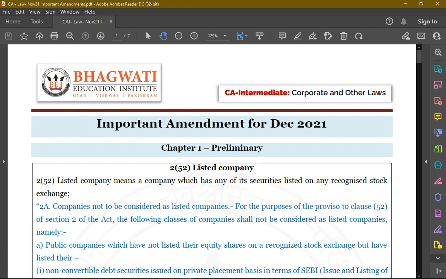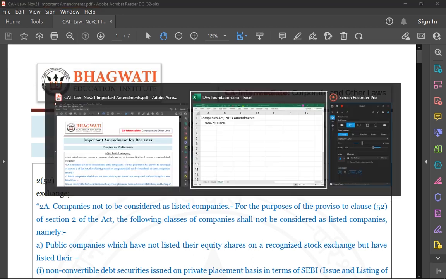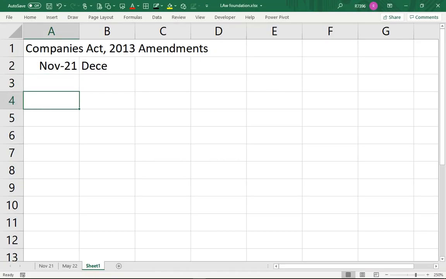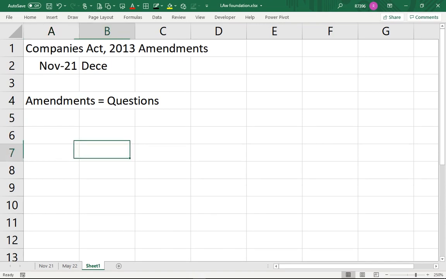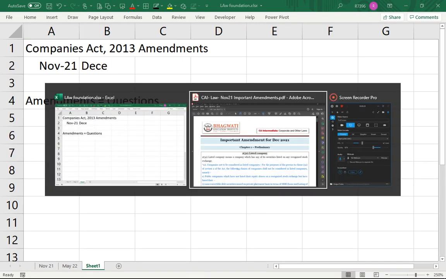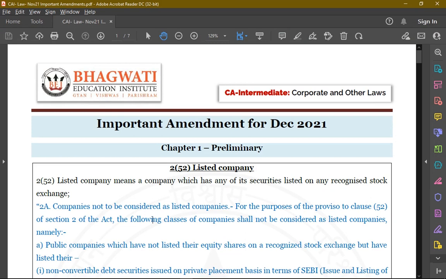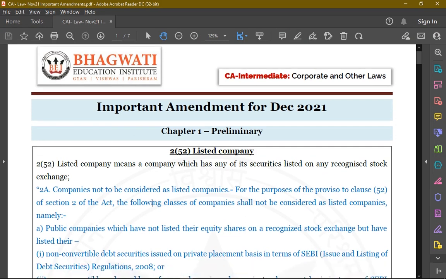I have included only those amendments from which there can be a question in the exam, and generally it is the trend of ICAI that whenever there are amendments they definitely do ask questions from them. All right, so let's start with the amendments from chapter number 1. From chapter number 1 we have two different amendments.